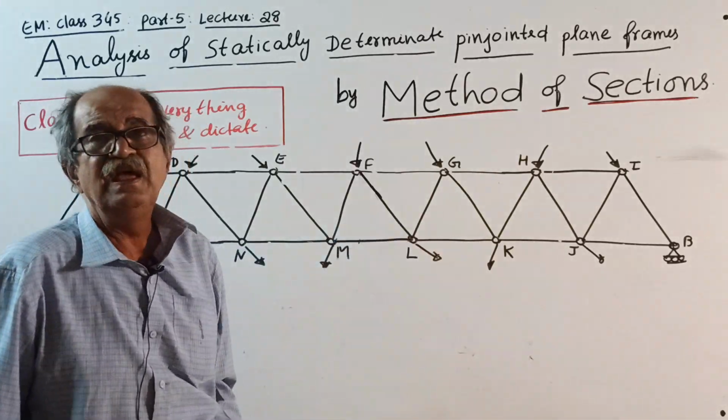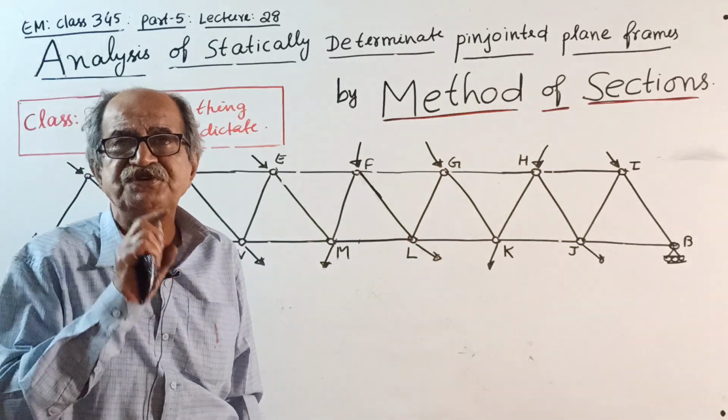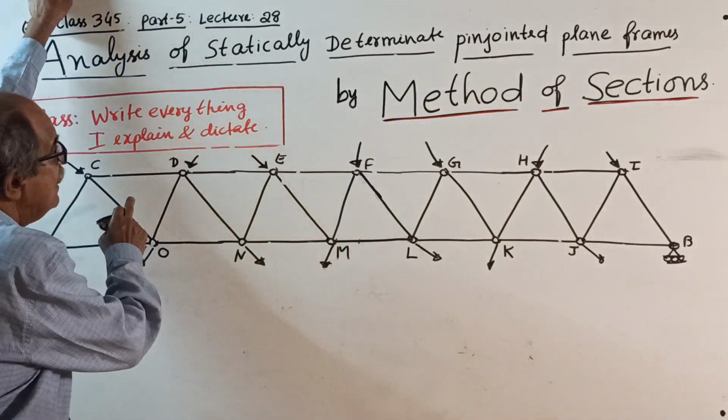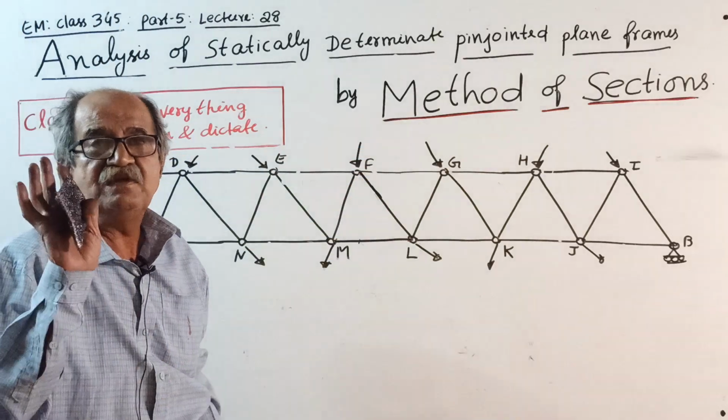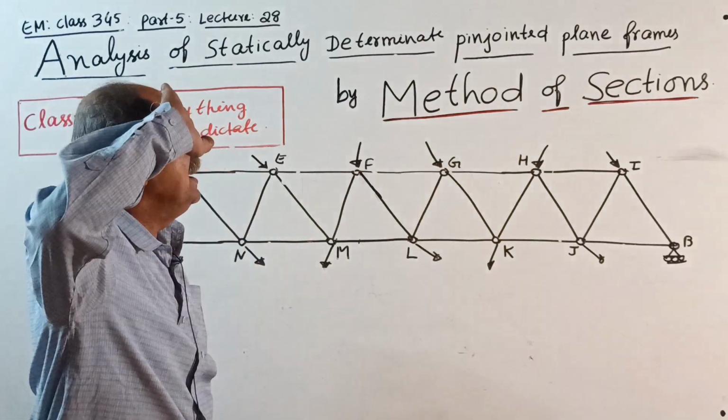Now I am starting sections. After that, I'll give at least more than 50 questions as exercise for you where method of joint and method of section both will be there. Okay, now write all that. Now you say goodbye to method of joint.